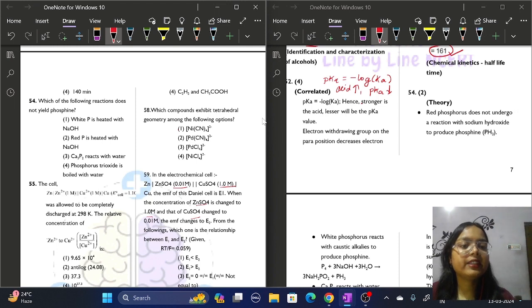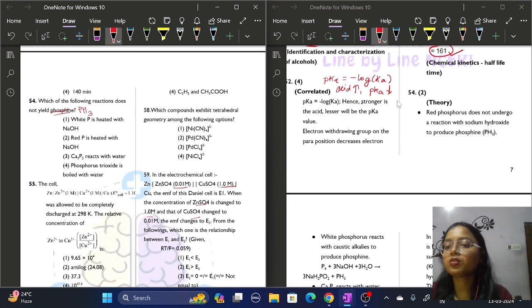Which of the following reactions does not yield phosphine? Phosphine is PH3, the hydride of phosphorus. So let's read the options once. White phosphorus is heated with NaOH. Red phosphorus is heated with NaOH. Ca3P2 reacts with water, and phosphorus trioxide is boiled with water. Let's see which of the following reactions does not give phosphine.